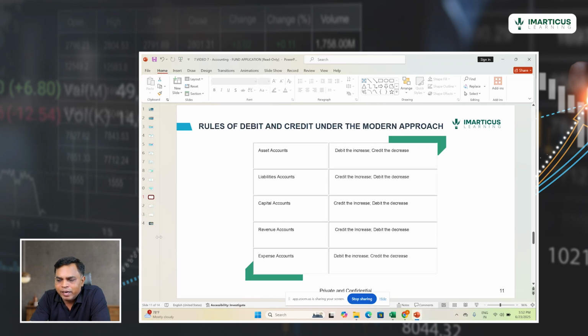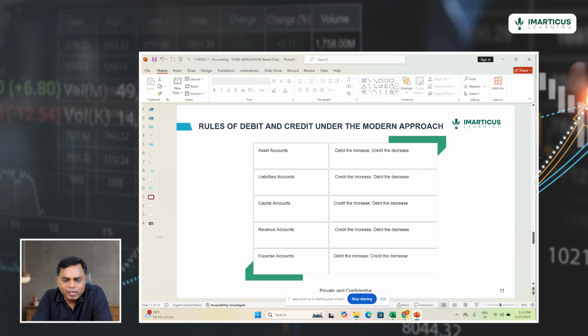Then revenue and expenses. If there is an increase in revenue, you need to credit it, and if there is a decrease in revenue, you need to debit it. And in case of expenses, if there is an increase in the expenses, you need to debit it, and in case of decrease in the expenses, you need to credit it. So this is the rule which is followed under the modern approach for recording of transactions.